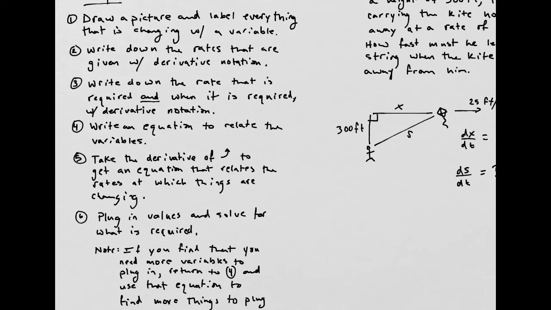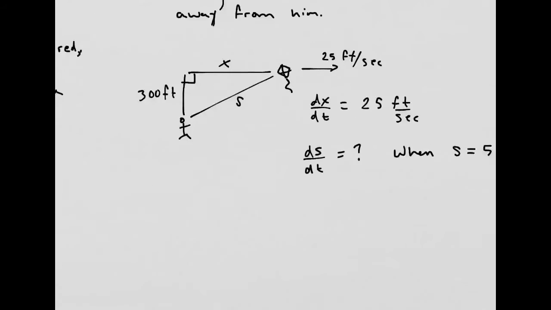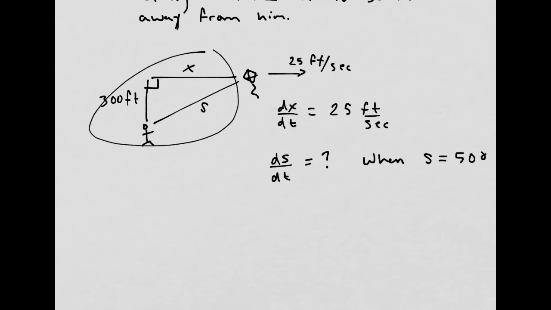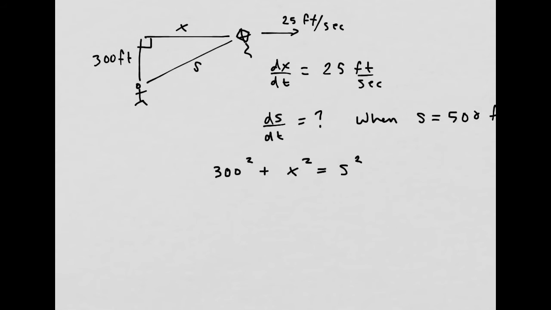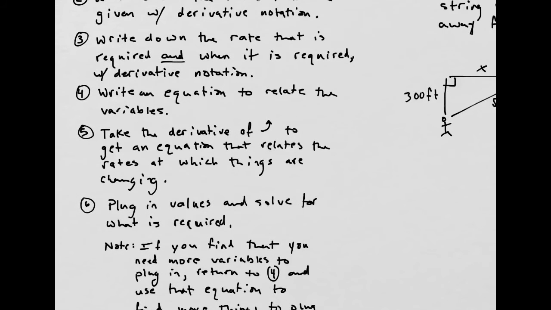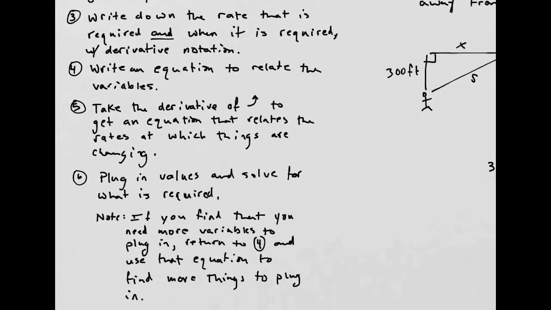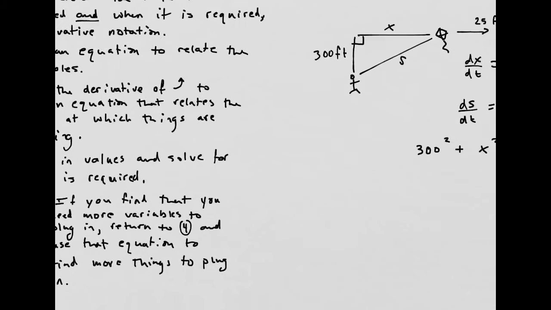Write an equation that relates the variables. So if I had a right triangle, how could I possibly relate those variables? Well, I can use Pythagorean theorem. And I know that would be 300 squared plus x squared has to equal s squared. That's just Pythagorean theorem. Now, I don't put in the 500 yet because s is a variable. I need to take the derivative first. So write an equation that relates the variables. We did that.